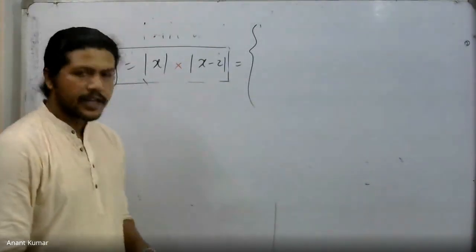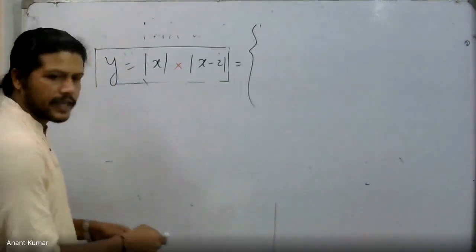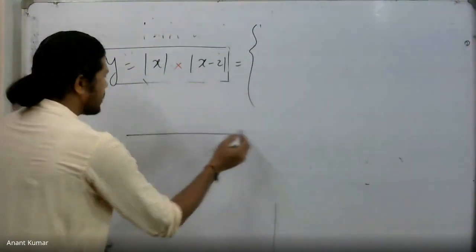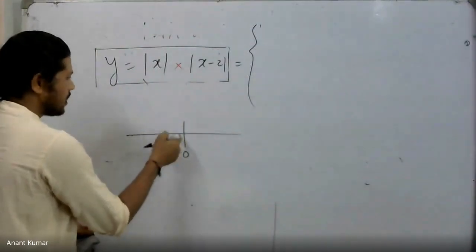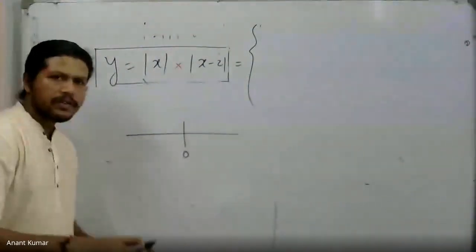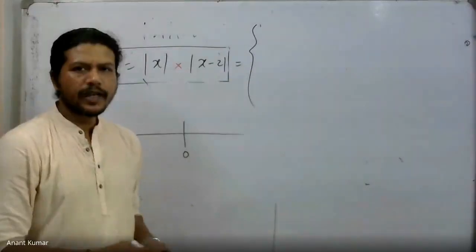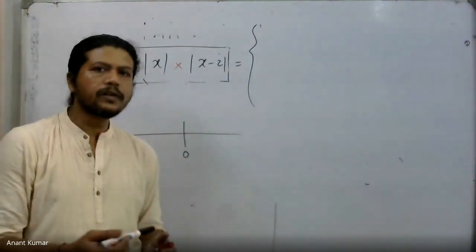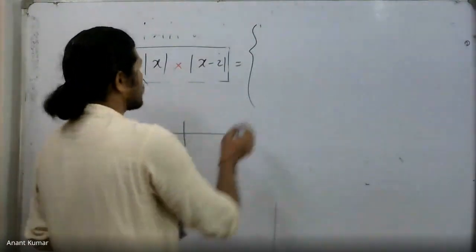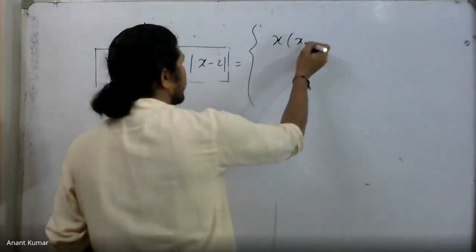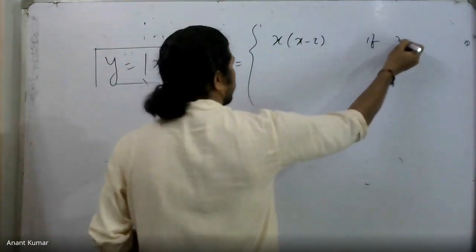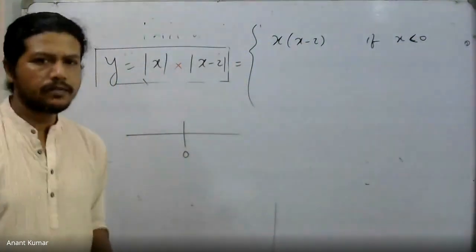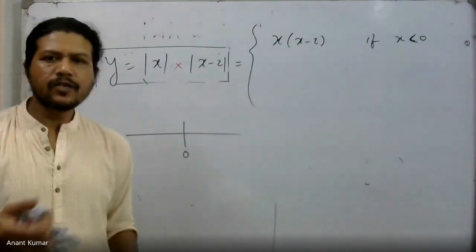In this case, if I consider x negative, as usual, like the previous thing you've got, x is negative and x minus 2 is also negative, as a result of which the product becomes positive. So in this case, the product is still the same, x into x minus 2, if x is less than 0. Why does it happen? Because both are negative. x was negative and x minus 2 is also negative.